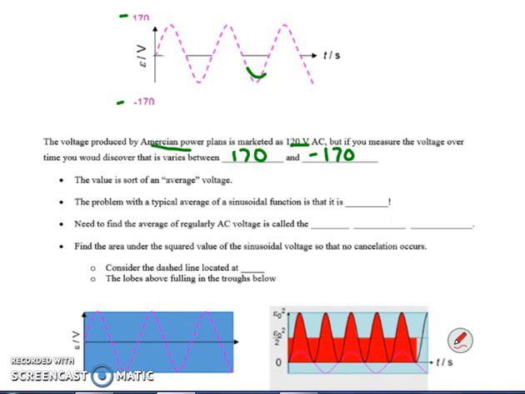So what those ranges represent is sort of an average. Okay? All right, let me put it another way. The 120 volts represents a sort of an average between these two.